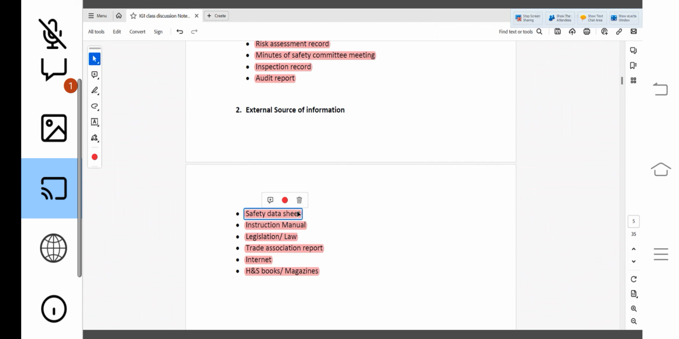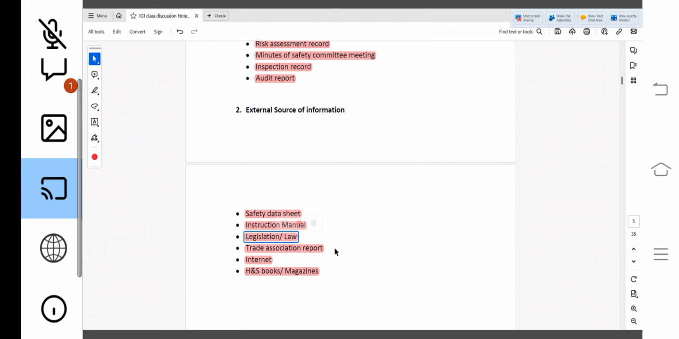MSDS is coming from the supplier, that's why it is an external source of information. Instruction manual, meaning the operating manual of any machine or equipment, is given by the manufacturer, so it will be an external source of information. Health and safety law is an external source of information, not within the organization.